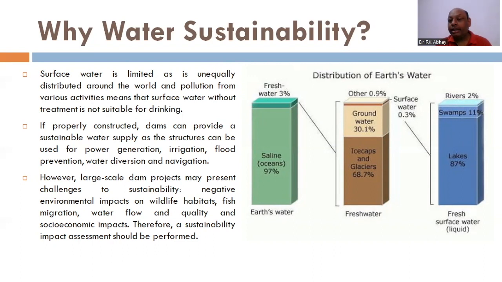And only 0.3% of water is available in the form of surface water, in rivers, lakes, tanks, canals, swamps, or maybe other forms. So we have a very small amount of water which is available directly to us to fulfill our social demands, economic demands, power generation demands, irrigation demands, so many things.